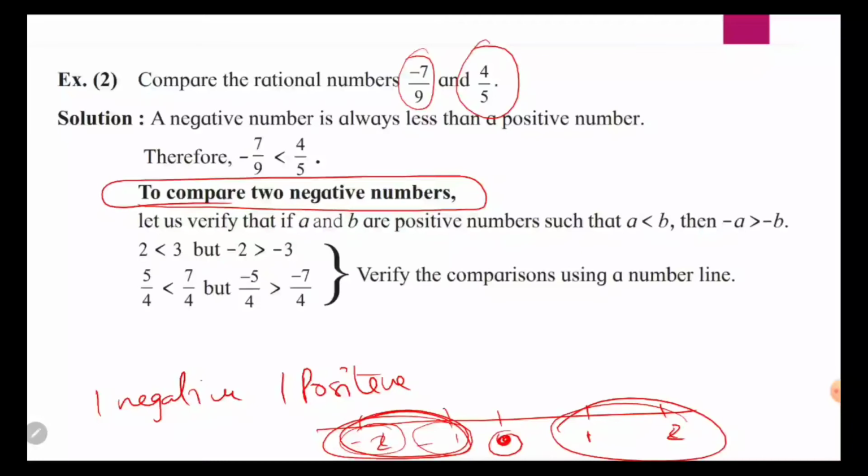सो कभी भी जब हमको एक नेगेटिव और एक पॉजिटिव नंबर कंपेयर करने के लिए आया, सो व्हाट वी विल बी डूइंग, वी विल बी डायरेक्टली राइटिंग दैट द पॉजिटिव नंबर इज ग्रेटर एंड द नेगेटिव नंबर इज स्मॉलर.